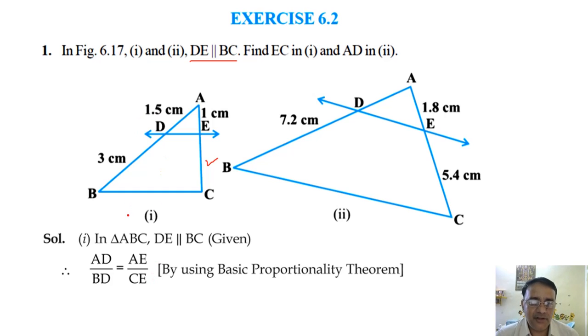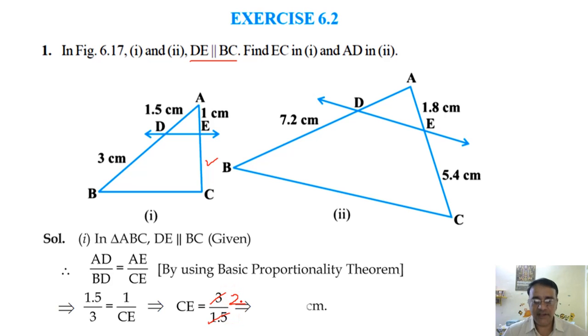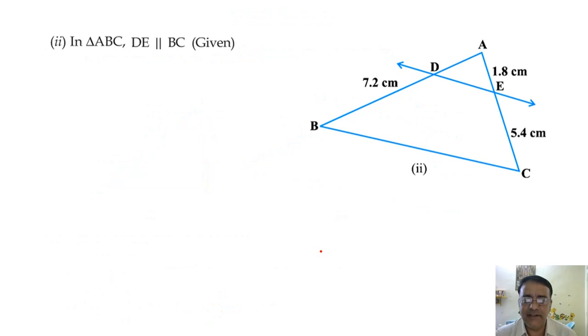Now we'll substitute all these values. 1.5 upon 3 is equals to 1 upon CE. So CE will be 3 upon, we'll take the reciprocal, CE will be 3 upon 1.5. If you cancel this, we will get 2, right? So we are getting 2 centimeter. Now let us see the second one.